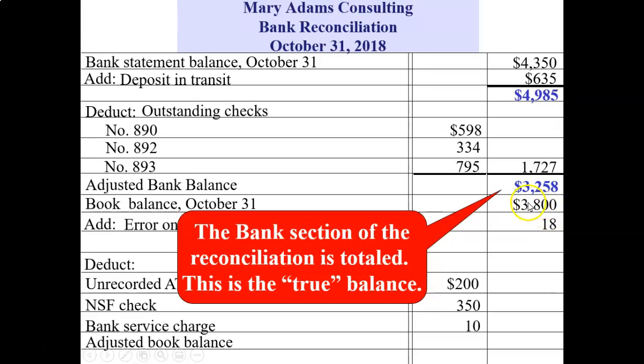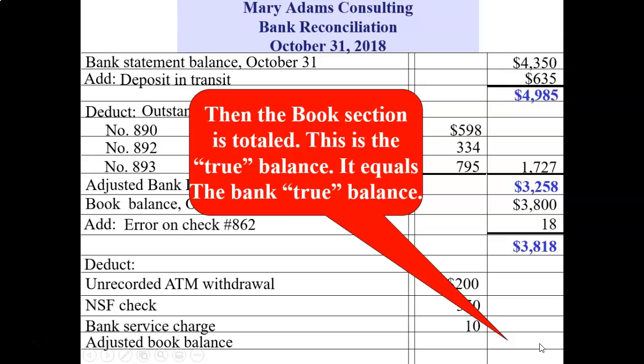We started out October 31st in the books, it said $3,800. We had to add the $18 error, and then we have to subtract the total of these other odd things down here, which total up to $560. So I take the $3,800 plus 18 minus the $560 of stuff we're deducting, and that gives me the true cash balance of the books. Now I want the true cash balance of the books to equal the true cash balance of the bank, and yes, it does. So I feel good.